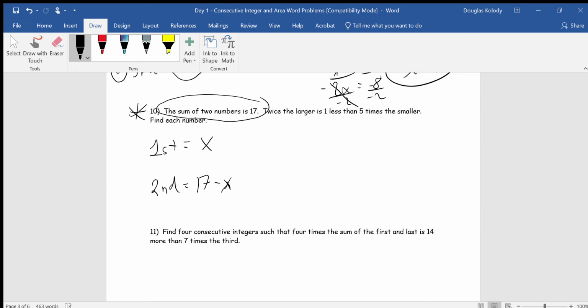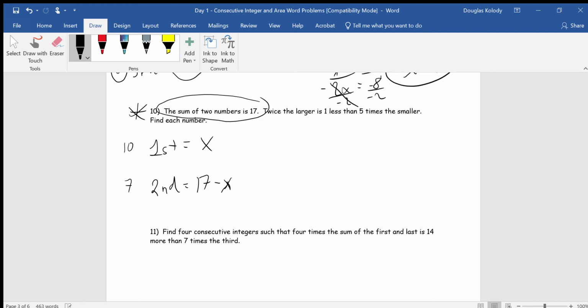Stop, pause, and think about this. Does this make sense? If one number is 10, let's say hypothetically, then 17 minus 10 would be 7. Whenever you have the sum of 2 numbers equaling some constant, one of those can be the variable x, the other one is that total minus x. Keep that in mind anytime you see the sum of 2 numbers.